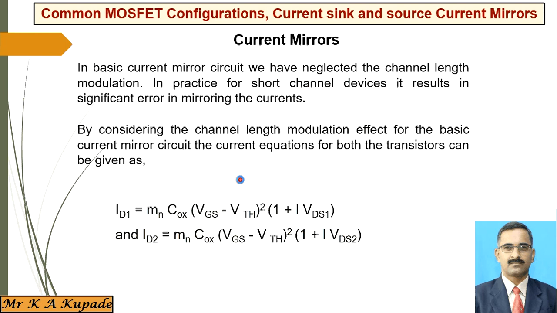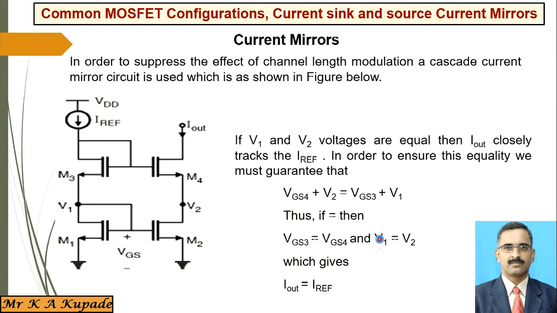So by considering that, we have to consider the channel length modulation effect. And by considering that, we get this particular equation as ID1 is equal to the expression with the MOSFET parameters. This equation gives that for the first MOSFET, and it gives ID2 for the other MOSFET, by considering VDS1 and VDS2 respectively.